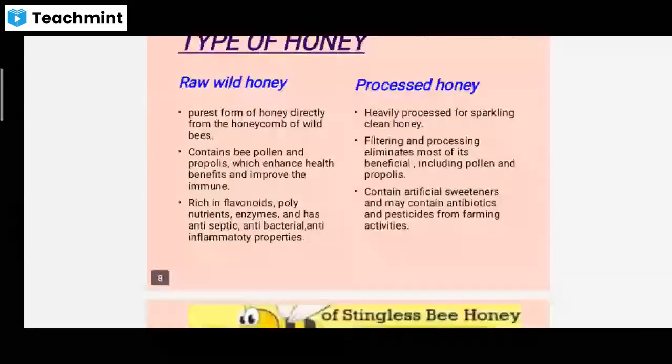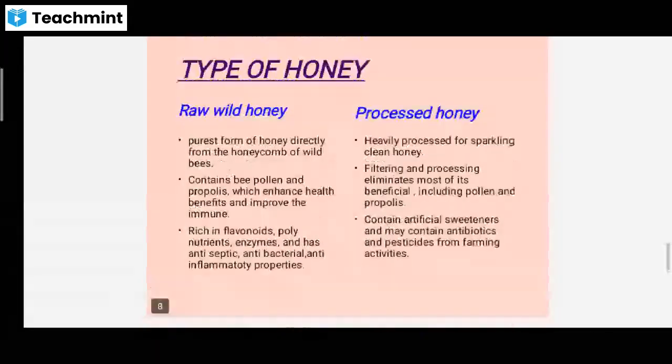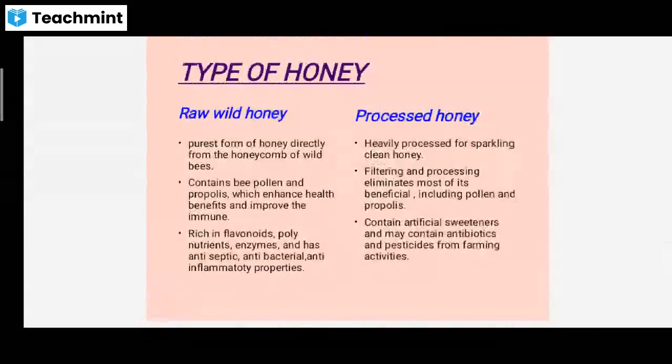Next, types of honey. There are two types of honey: raw wild honey and processed honey. Raw wild honey is pure honey taken directly from the honeycomb of wild bees. It contains bee pollen and propolis, which enhance health benefits and improve immunity. It is rich in flavonoids, polyphenols, and enzymes, and has antiseptic, antibacterial, and anti-inflammatory properties.